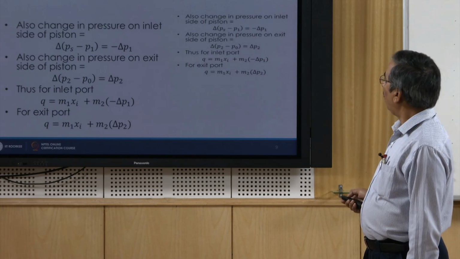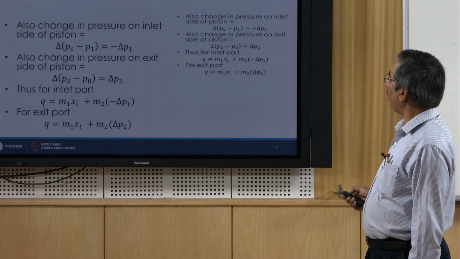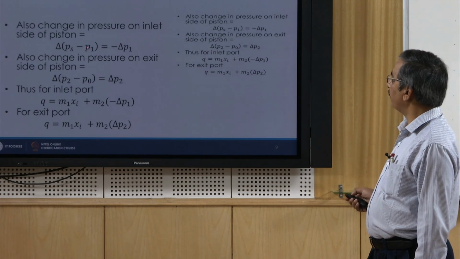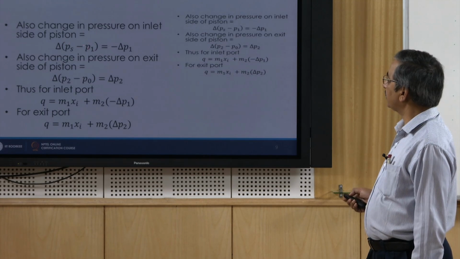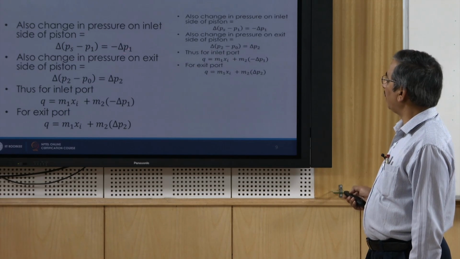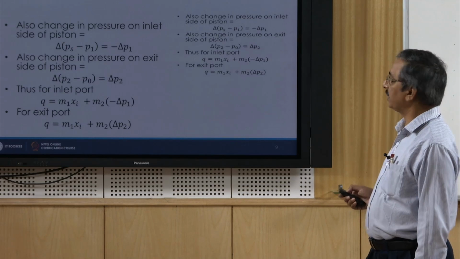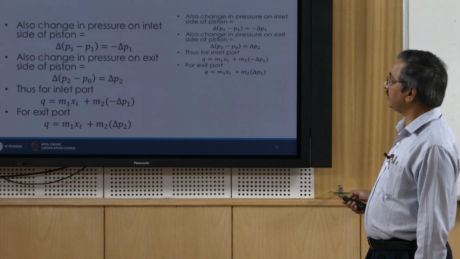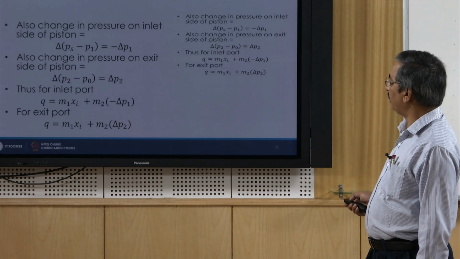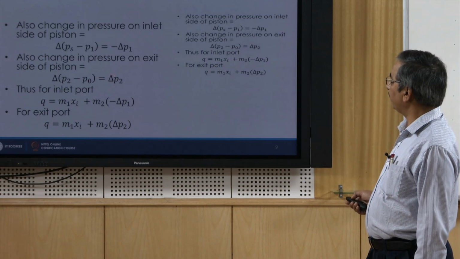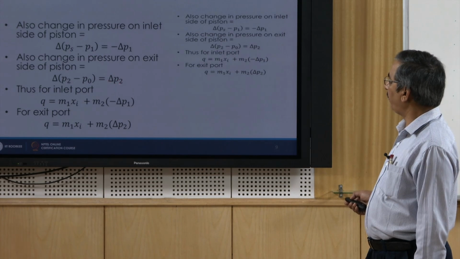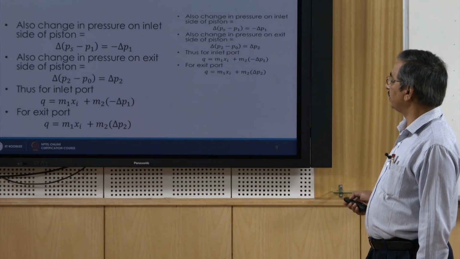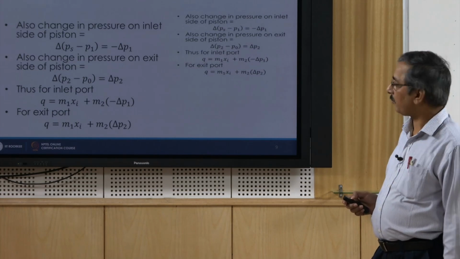Now, also the change in pressure on the inlet side of the piston is delta Ps minus P1, or I can call it minus delta P1, assuming that Ps is constant. And the change in the pressure on the exit side of the piston is delta P2 minus P0, and I can take it as delta P2, assuming that P0 is constant.